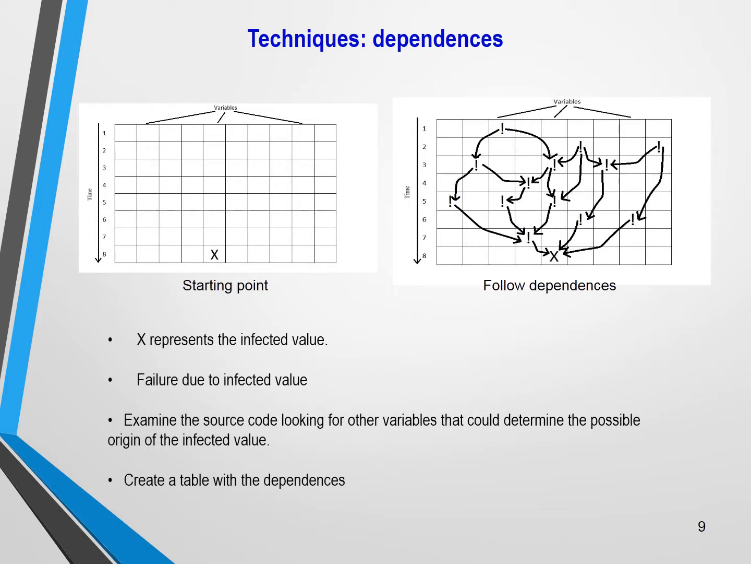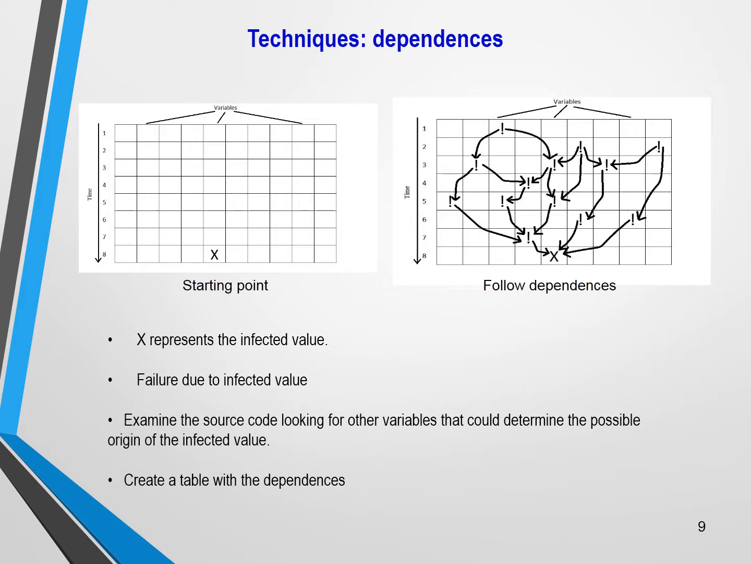Now we're going to talk about some of the techniques that we went over. The first one being dependencies. So X represents the infected value, and the failure is due to this infected value. On this value, we could zoom out a little bit and have this be more modular. So we could break down the code into chunks, and that could be the infected chunk of the code.